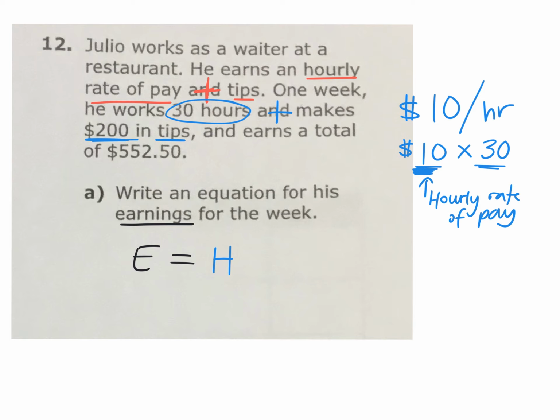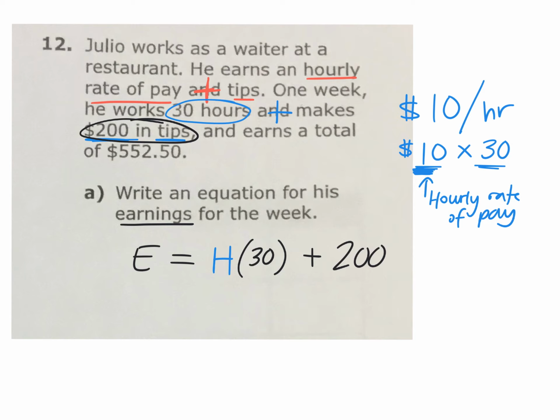If you know his hourly pay, you would multiply it by 30, right? Because he's working 30 hours. If he makes $10 an hour and he's working 30 hours, you would do 10 times 30. Does that make sense? But then he also makes money in tips. So you have to add that to his earnings, right? I'm getting X amount of dollars per hour, plus I got tips. How much did he get in tips? $200. Does that equation make sense? Okay.